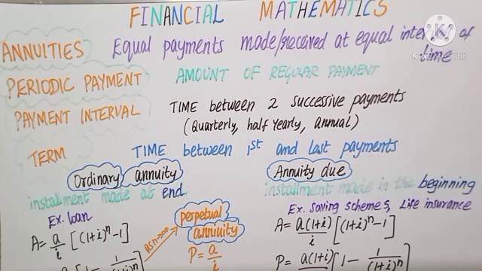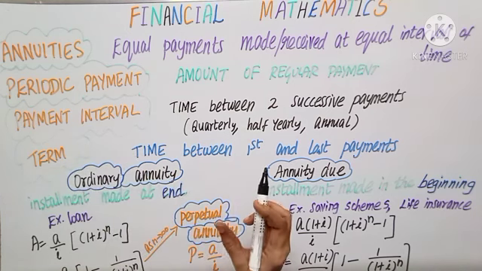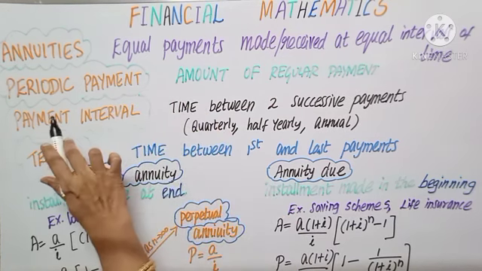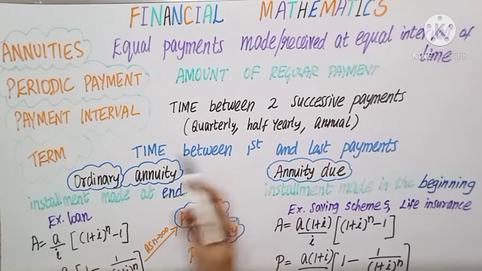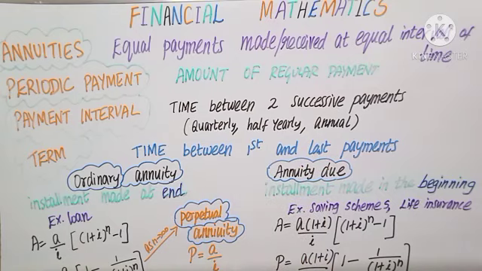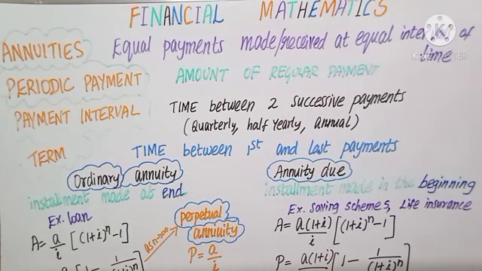Periodic payment. The word periodic tells us regular, and payment tells the amount. So, what is periodic payment? The amount that we pay regularly. Or in short, the amount of regular payment is called periodic payment.